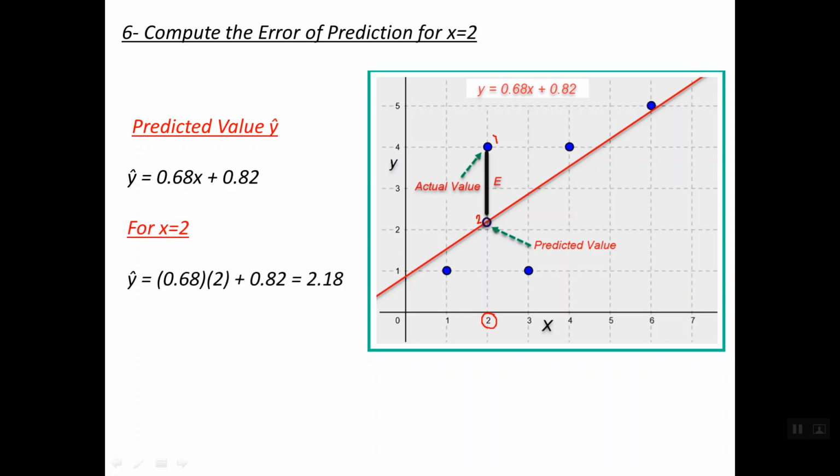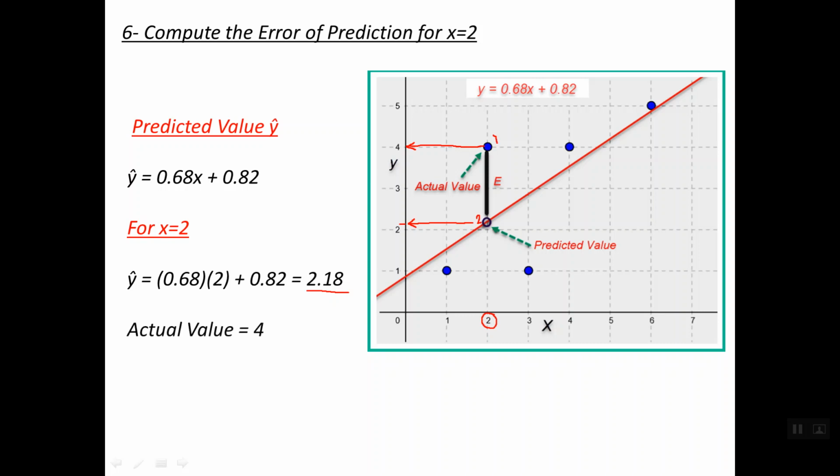So the value of the predicted y is simply 2.18. This means that if you draw a horizontal line from the intersection, you will get the predicted value, which is 2.18. So this point is 2.18, and this value is simply 4. So the value of the error is simply the difference between these two values.